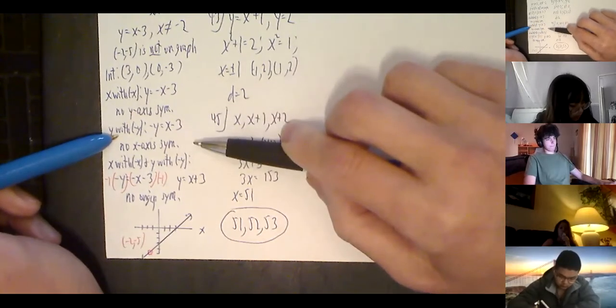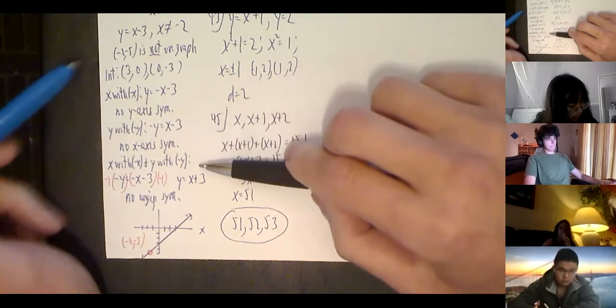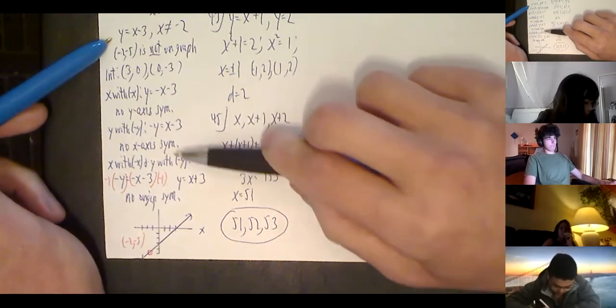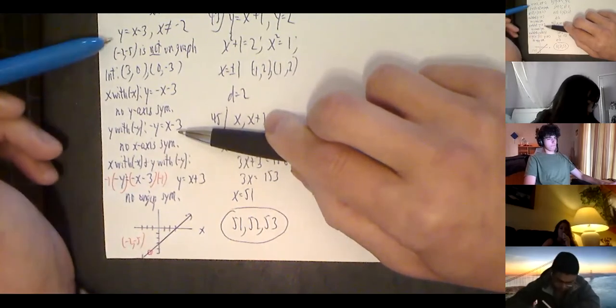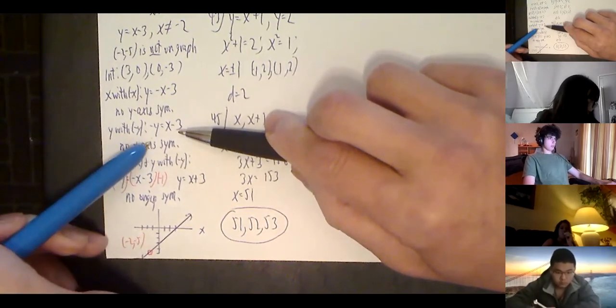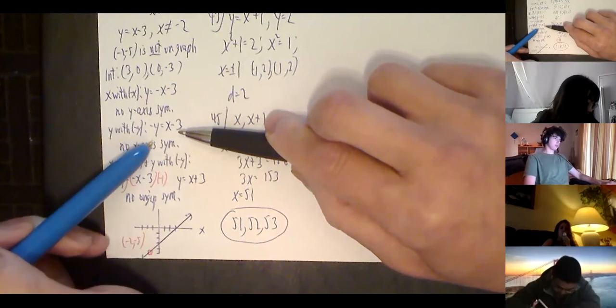Okay, if I replace y with negative y, if you put a negative y right there, then the equation just looks like this right here. And of course, is that the same as the original? No, it is not. So you have no x-axis symmetry either.